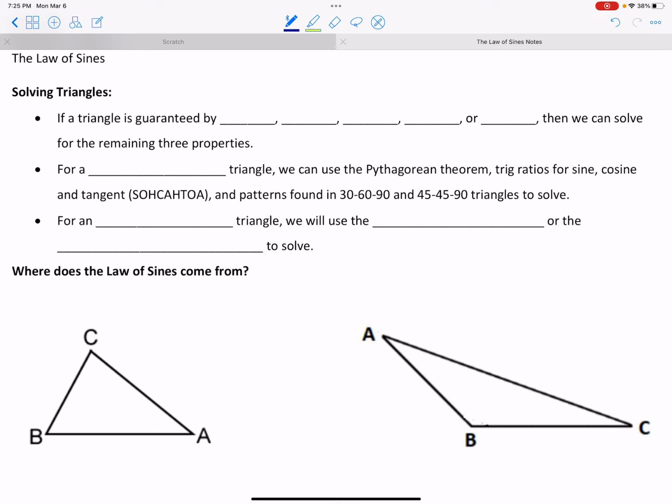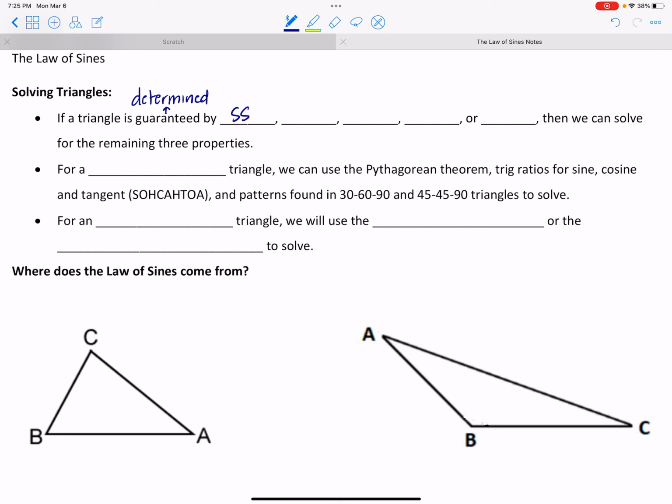If a triangle is guaranteed, and just for a side note, in place of the word guaranteed, we sometimes say determined. If a triangle is determined or guaranteed by one of our 5 congruence theorems, then we can solve for the remaining 3 properties. They are guaranteed to be what they are in that triangle. We're guaranteed to all be solving for the same information.